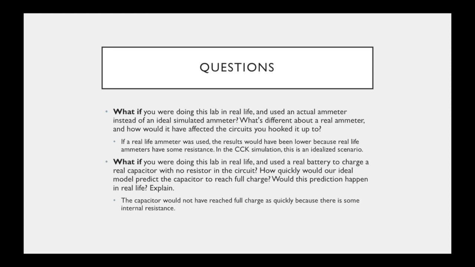The second question is, what if you were doing this lab in real life and used a real battery to charge a real capacitor with no resistor in the circuit? How quickly would our ideal model predict the capacitor to reach full charge? And would this prediction happen in real life? The capacitor would not have reached full charge as quickly because there is some internal resistance.